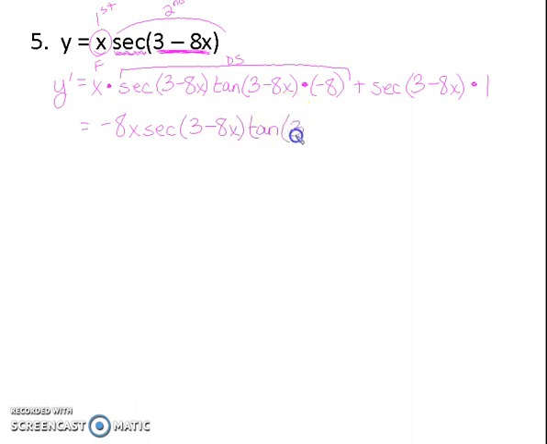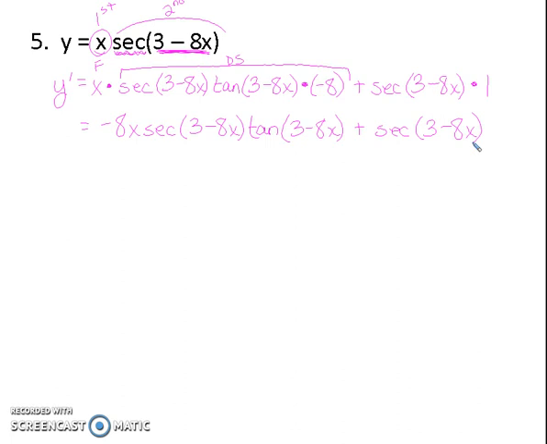So this would be more like a coefficient there. And then the second piece, that's just secant of 3 minus 8x. You cannot combine the two different secants that you have here because one of them is all by itself and the other one is attached to the negative 8x and the tangent of 3 minus 8x. So that's as good as that answer is going to get.